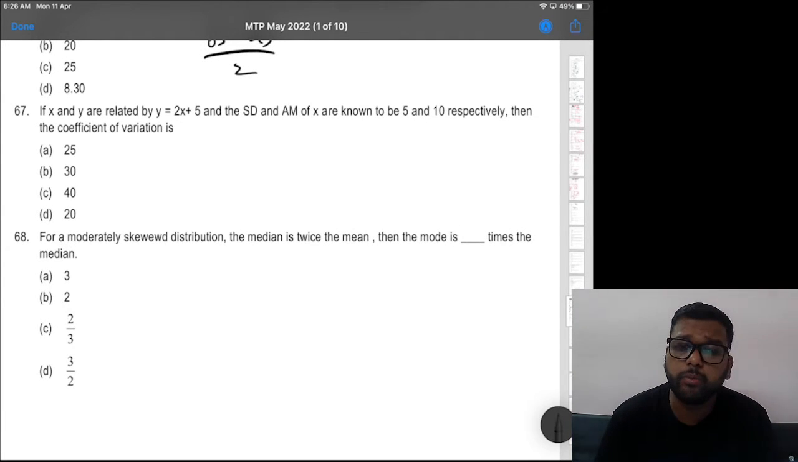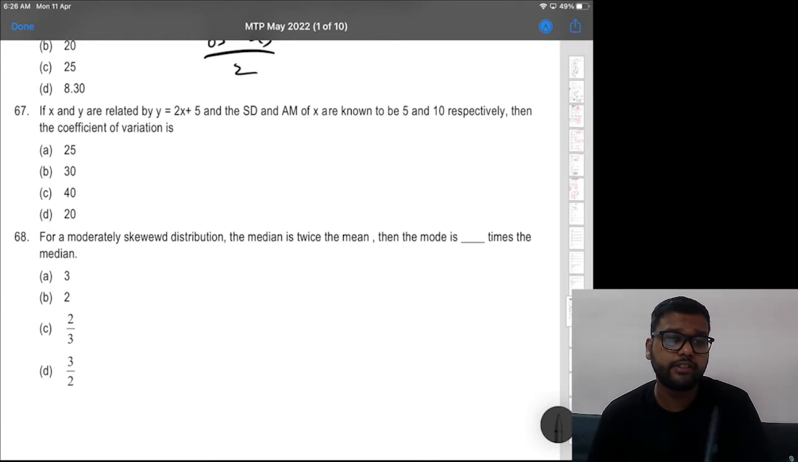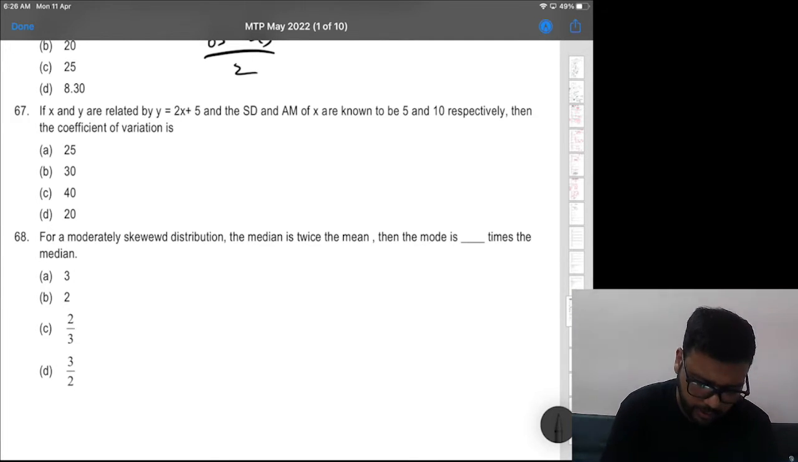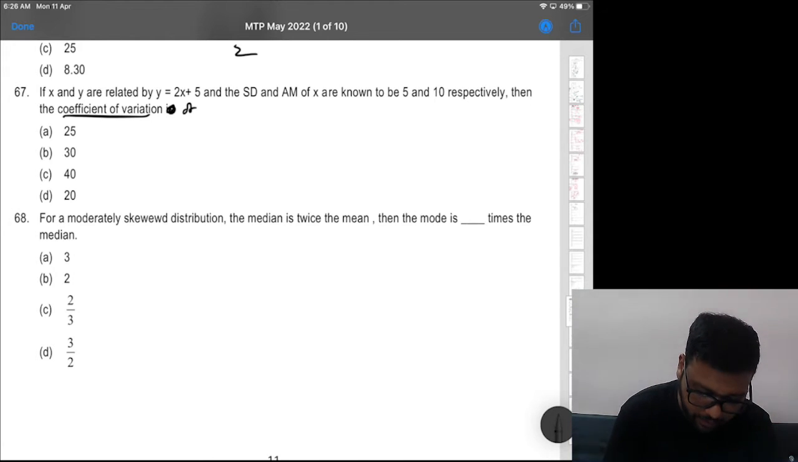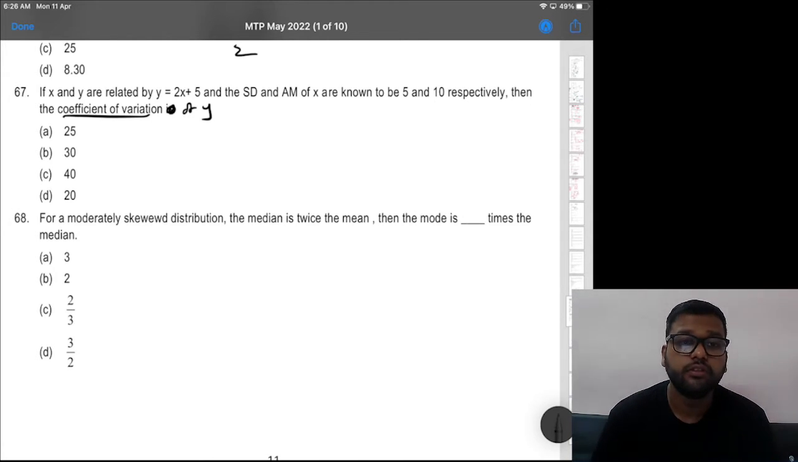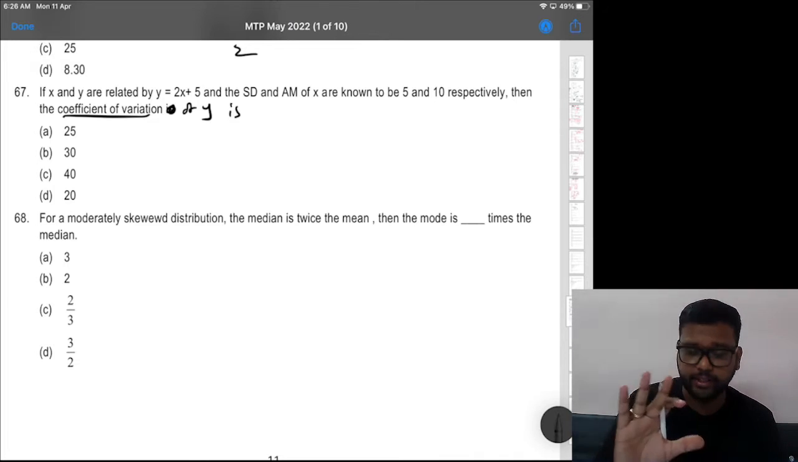AM of x are known to be 5 and 10 respectively, this is the question of change of origin and scale. Then what is CV? Okay. Now they must have asked CV of y. Okay. CV of y is what? Because CV of x we can directly find. So SD upon mean, 5 by 10 is 50%. So they must be asking SD of y, sorry, CV of y.